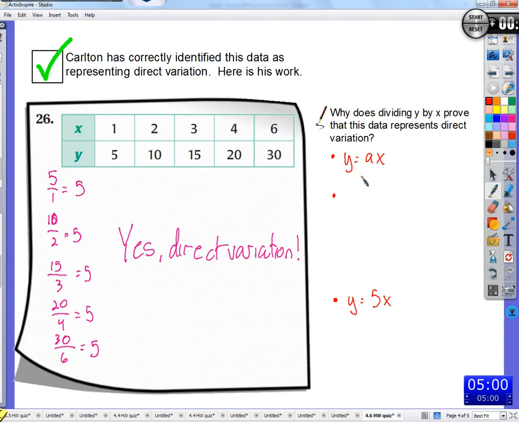So if this is direct variation, this equation needs to exist. There needs to be some value of a that we can plug into this equation. So why has Carlton decided to divide y by x? What has he found right here? What does 5 have to do with what we're talking about over here? It substitutes for a. It's not too difficult of a question, maybe too simple of a question. It sounds harder than it actually is. Why is he dividing y by x? Why does that find him a?